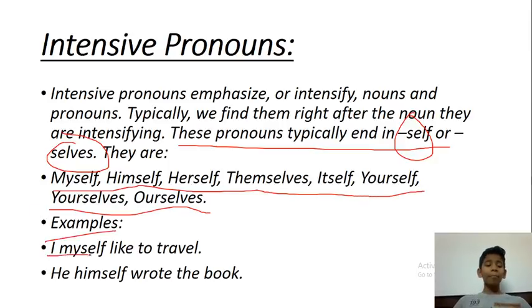Examples: I myself like to travel. So you're emphasizing, guys, that I would like myself only to travel. So you're emphasizing on myself. He himself wrote the book without others' help. So he himself, guys, without any other's help, wrote the book. So you're emphasizing on himself. That is the reason why we call them intensive pronouns.